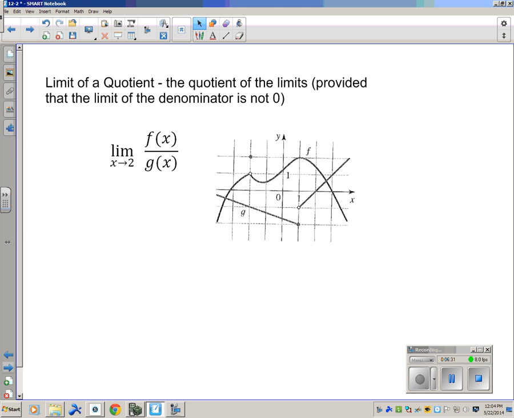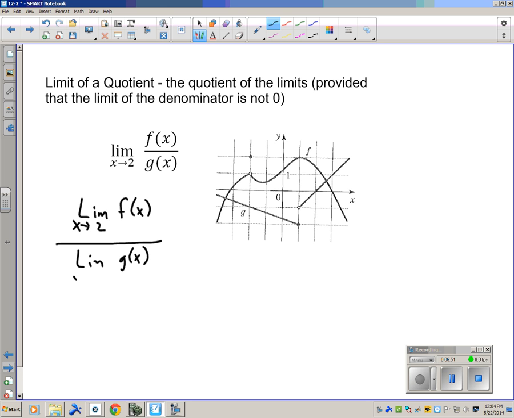Limit of a quotient. That's the quotient of the limits, provided that the limit of the denominator is not 0, because remember you cannot divide by 0. So to do this one, we'd pull this apart and say the limit of f of x as x approaches 2 divided by the limit of g of x as x approaches 2. Again, using the same graph that we had all along, I'm going to quickly do the green portion and the red portion, darkening my axes one more time.